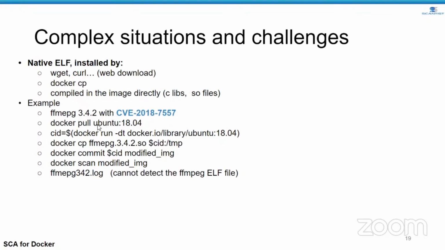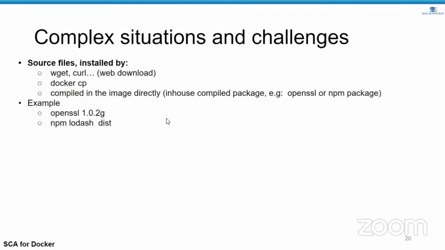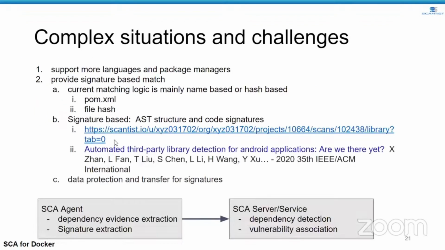And I just docker pull a normal Ubuntu. Then I create an image. I cp this file inside. I save this image. I trigger the scan. Unfortunately, this also cannot be found. Then the last case is some source files. This one I skip, it requires a little bit more steps.